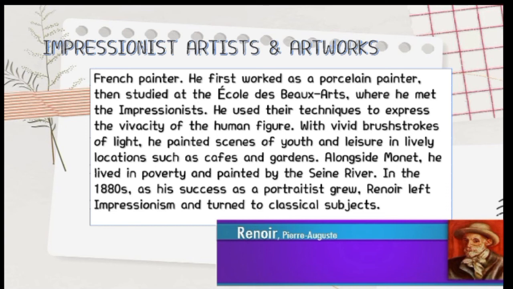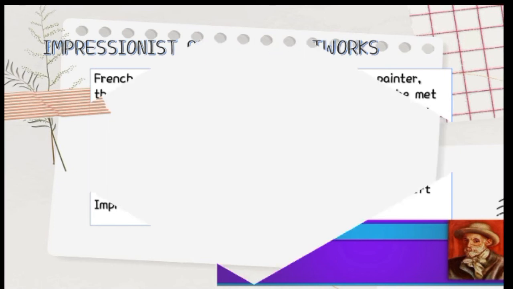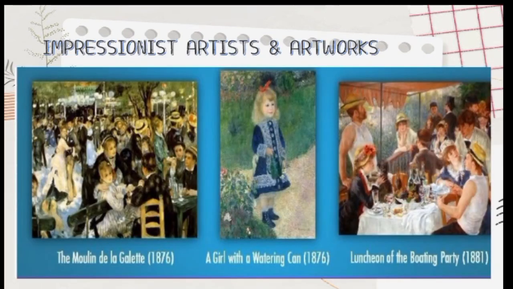Alongside Monet, he lived in poverty and painted by the Seine River. In the 1880s, as his success as a portraitist grew, Renoir left Impressionism and turned to classical subjects. His artworks are The Moulin de la Galette, 1876, A Girl with a Watering Can, 1876, and Luncheon of the Boating Party, 1881.